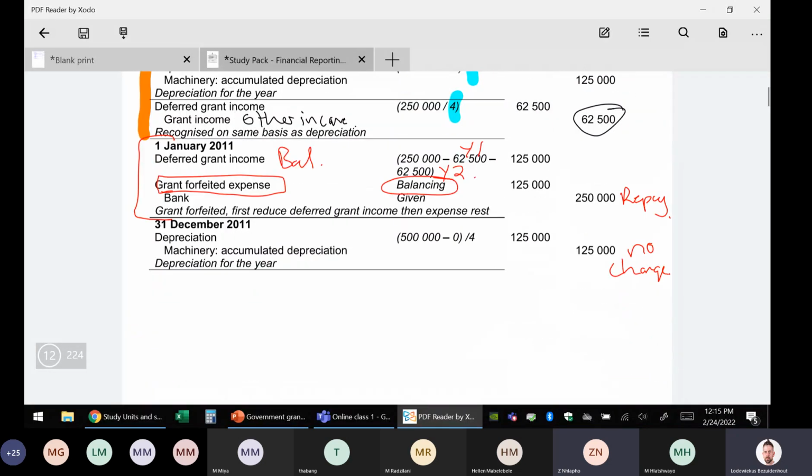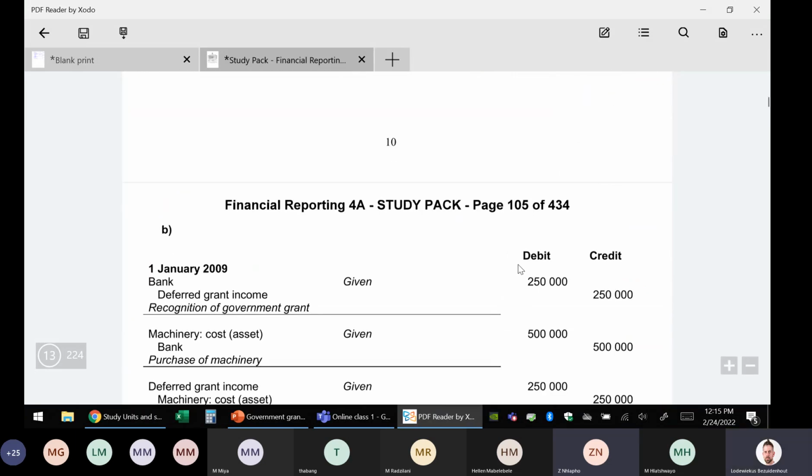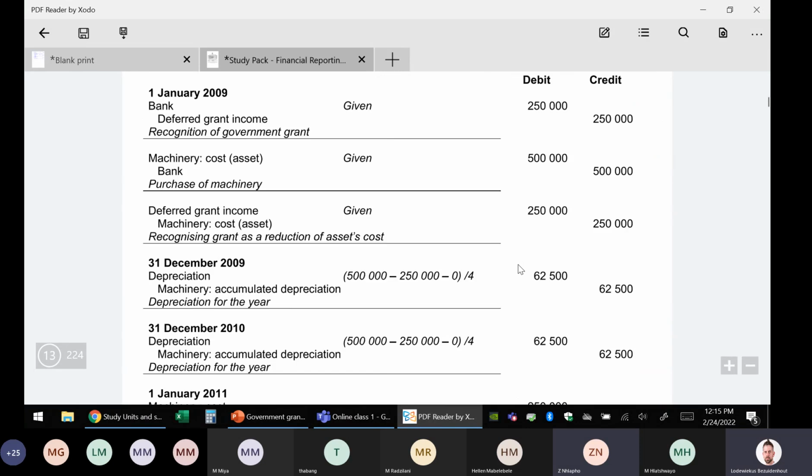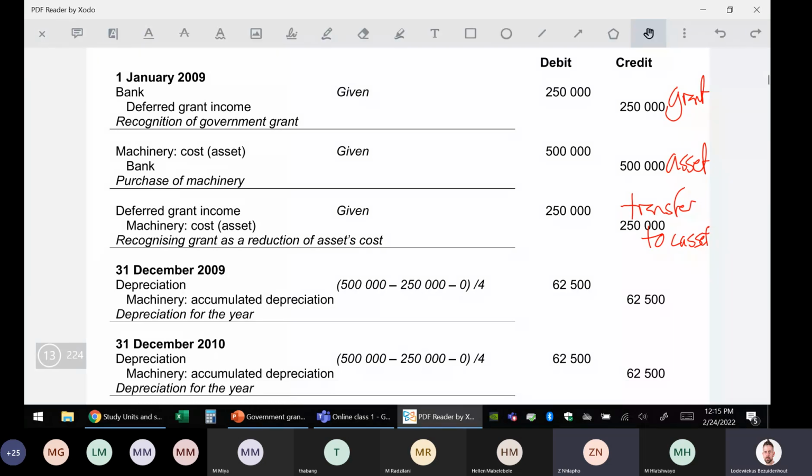because we didn't offset anything against depreciation previously because we didn't deduct it from the cost of the asset. All right, so the next section is B, where we actually said we deduct it from the cost of the asset. So the information is the same. That's the grant. That's the asset. There we transfer to the asset, because we said we're going to deduct it from the cost of the asset. Not a asset, it's an asset.